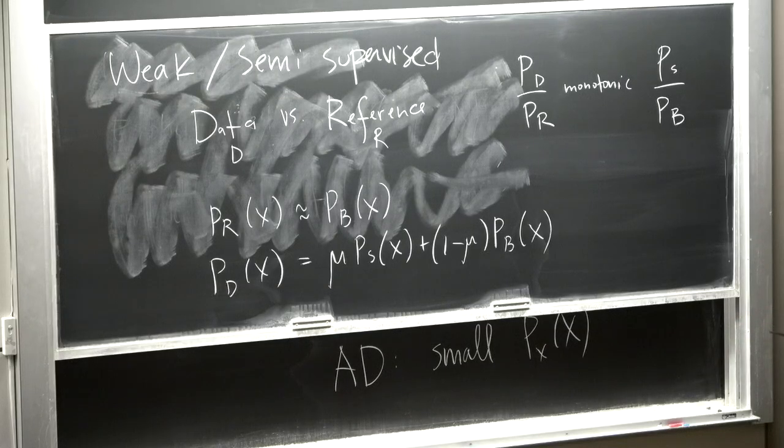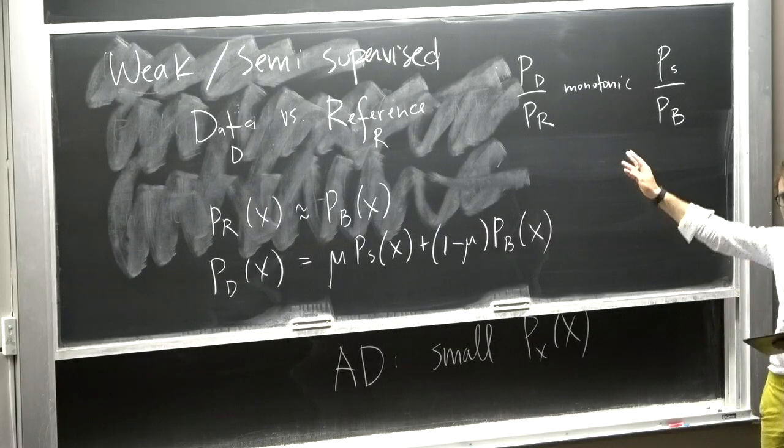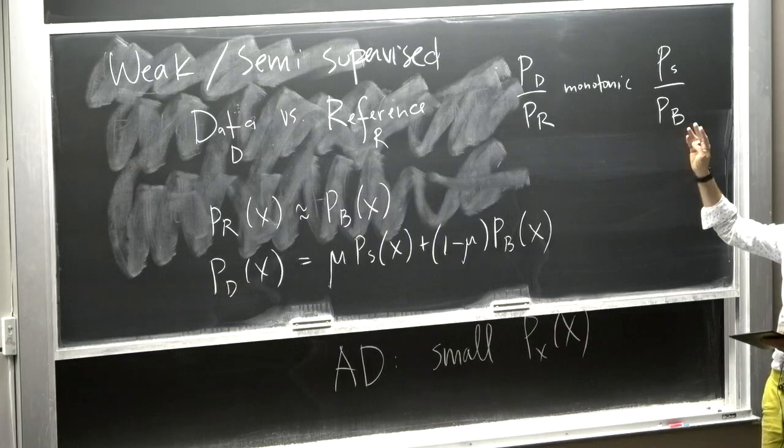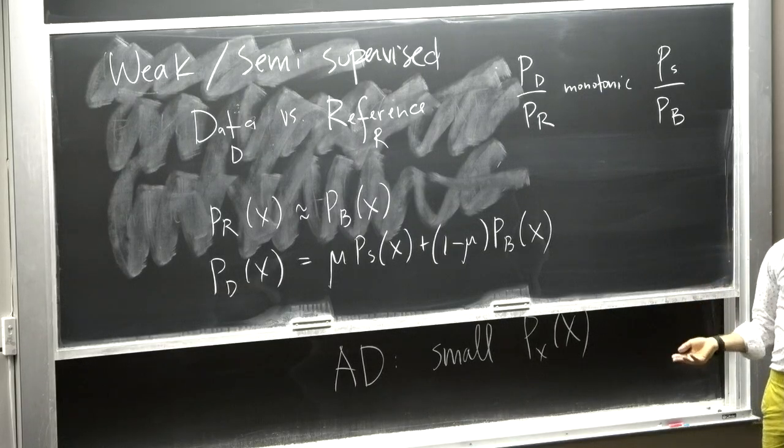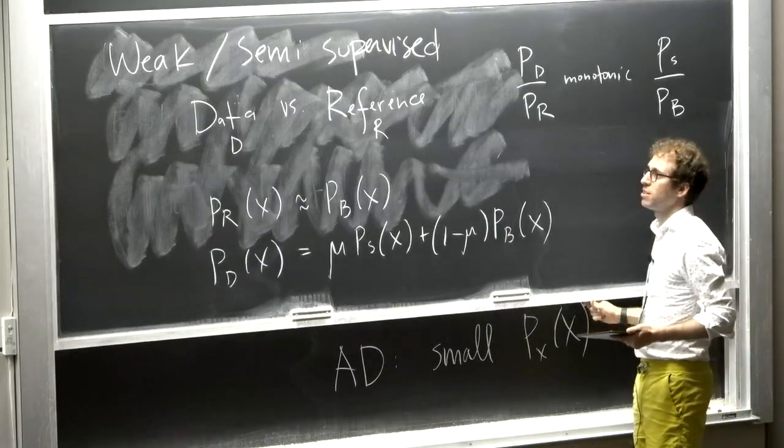What I like about this setting as opposed to the unsupervised setting is that there's a limit in which this is optimal. If it actually learns the likelihood ratio of data versus the reference, then it's monotonic with signal versus background. That's the best you can possibly do for any particular signal. And that's a really nice setting to be in.